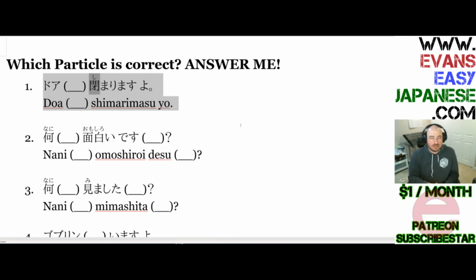What does doa mean? Door. And what does shimarimasu mean? Closed. Well, not closed, but closed, right? So what you said is I will close the door, right? Or somebody will close the door, right? Yes. That would be correct, except shimarimasu is intransitive. So the O particle would be incorrect.